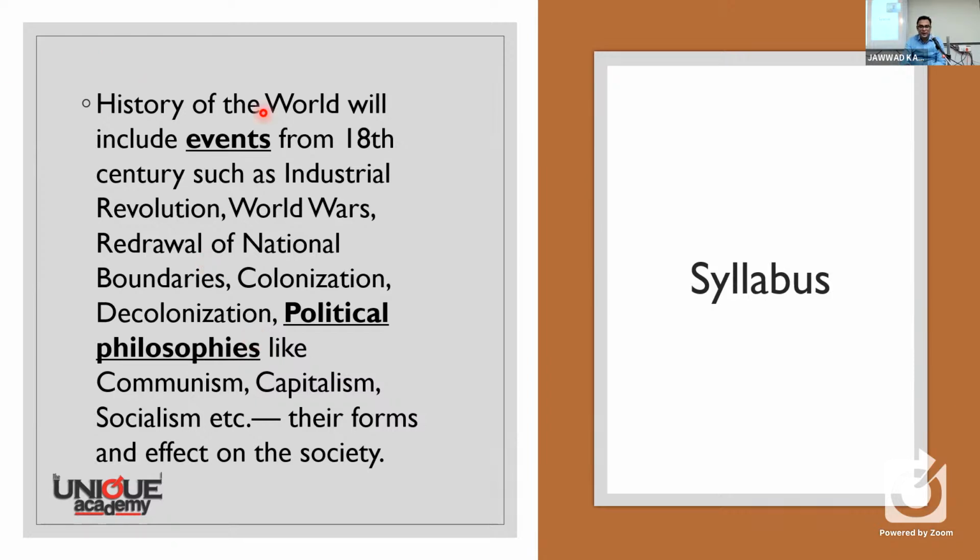History of the world will include events from 18th century, such as Industrial Revolution, World Wars, redrawal of national boundaries, colonization, decolonization, political philosophies like communism, capitalism, socialism, their forms and effect on the society. This is a one single sentence syllabus that UPSC has given in mains GS paper 1.